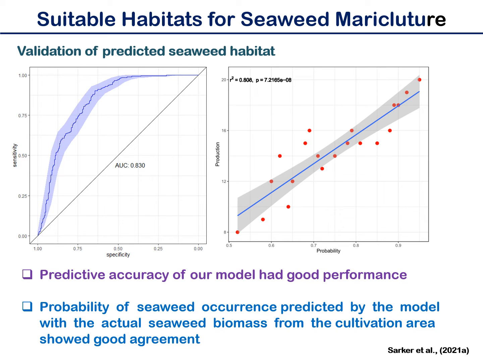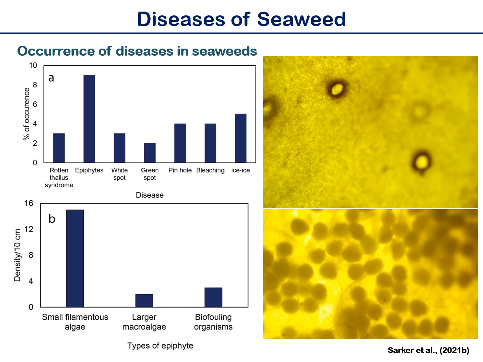We compared the predicted probability of seaweed with the production data from seaweed farms, and we found that our model has a good agreement. So our model is a very good predictor of seaweed habitat in Bangladesh.